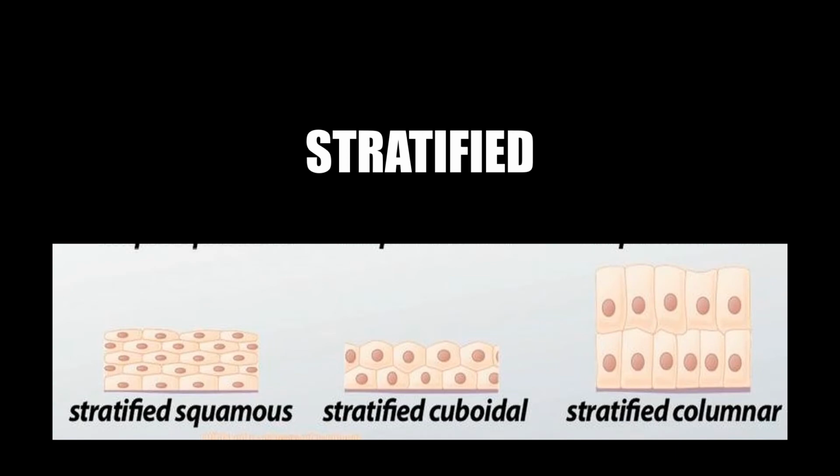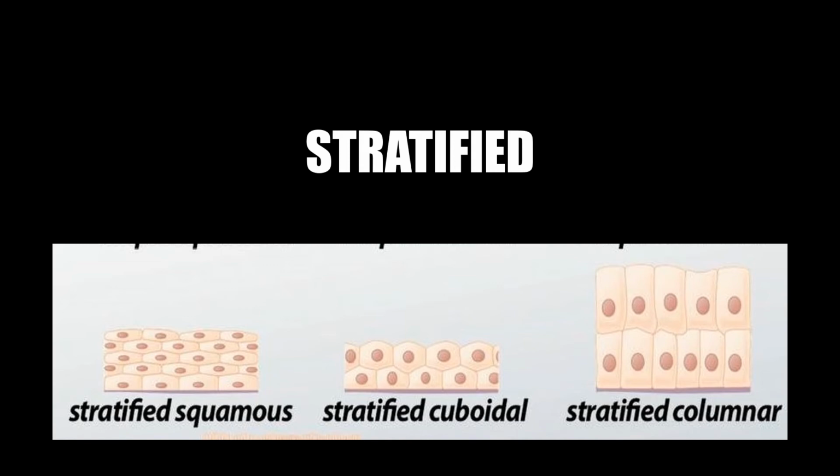Okay, so sometimes the epithelium may have many more cell layers, not just that one cell layer. And in that case, it is classified as a stratified epithelium. It also depends on the shape of the surface cell. If the surface cell is squamous, then it is called a stratified squamous epithelium. If the surface cell is cuboidal, then it is classified as a stratified cuboidal epithelium.